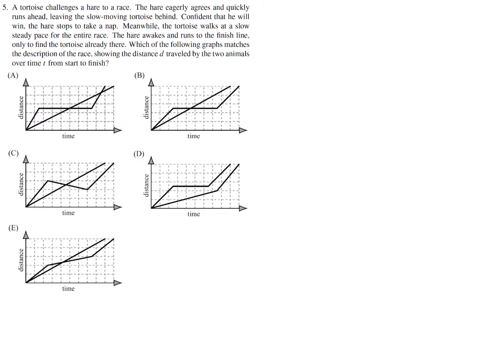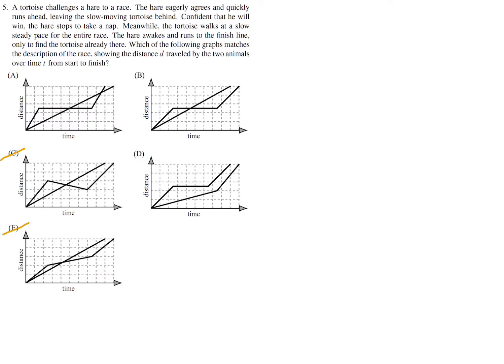Okay, well, let's eliminate a few things. The hare stops to take a nap, right? So during that time, his distance is 0. He's sleeping. He's not moving. So this is consistent with that, so is that, and so is that. But this is not. This is showing that his distance is decreasing. This is showing his distance is increasing. So based on those two things, we can immediately eliminate choices C and E.